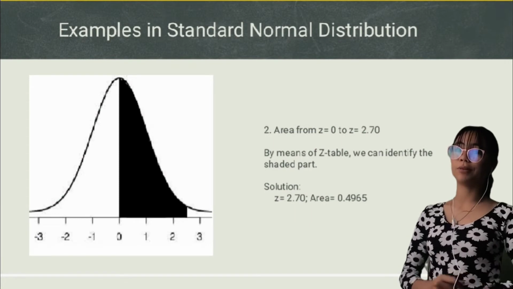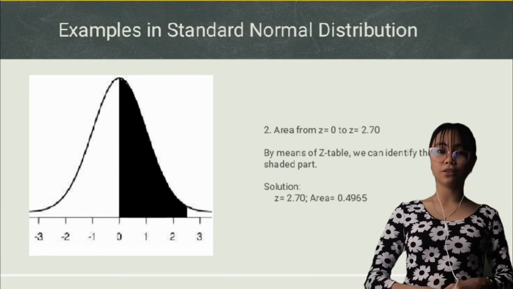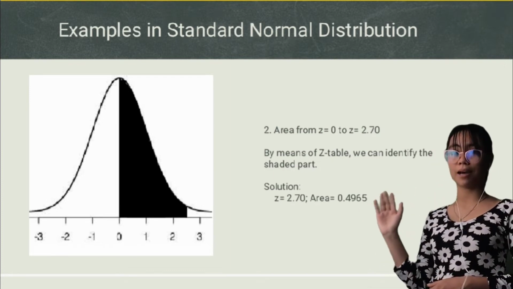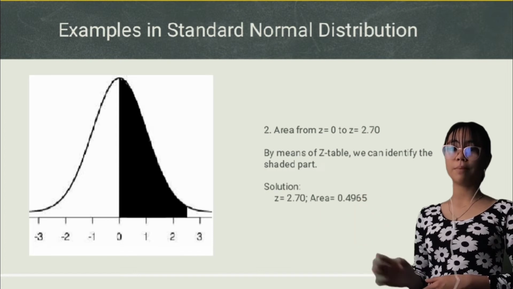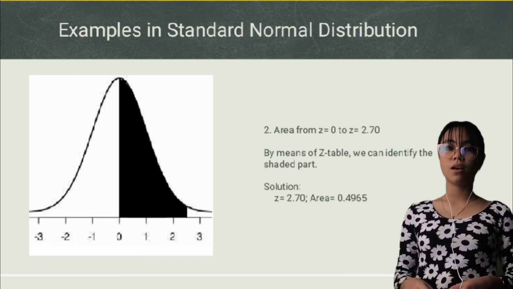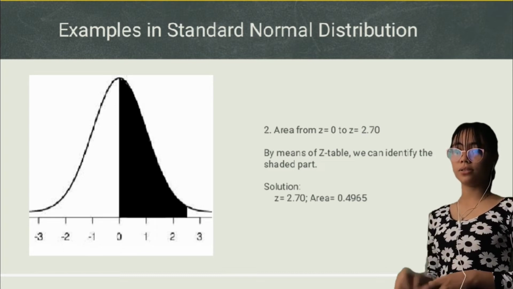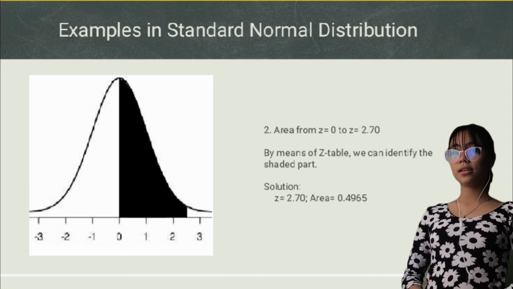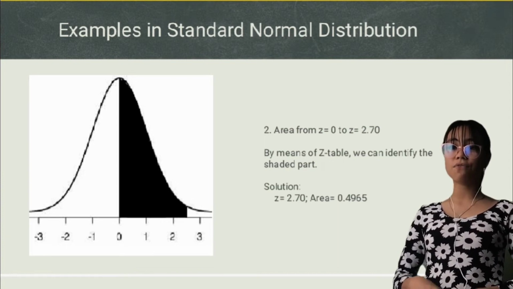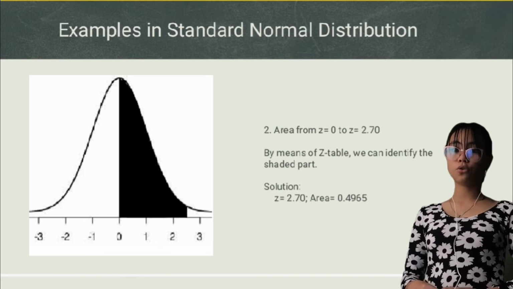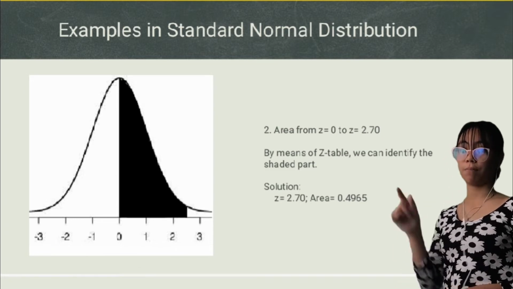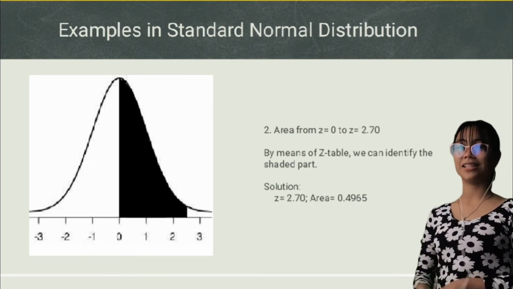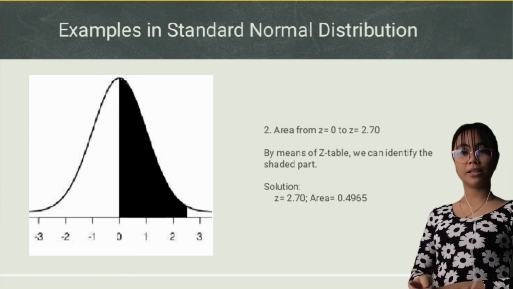Next example is number 2. Area from z is equal to 0 to z is equal to 2.70. Same as number 1, same process and same steps, since we don't have to worry because the area from z is equals to 0. Kaya ang papansinin lang natin dyan ay yung z is equals to 2.70. So, same steps and same process. By the means of the z table, we can identify the shaded part, which is the 2.70 region area of the bell-shaped curve. Next, after knowing, we are going to find its area just like what we did on number 1 by the means of z table.